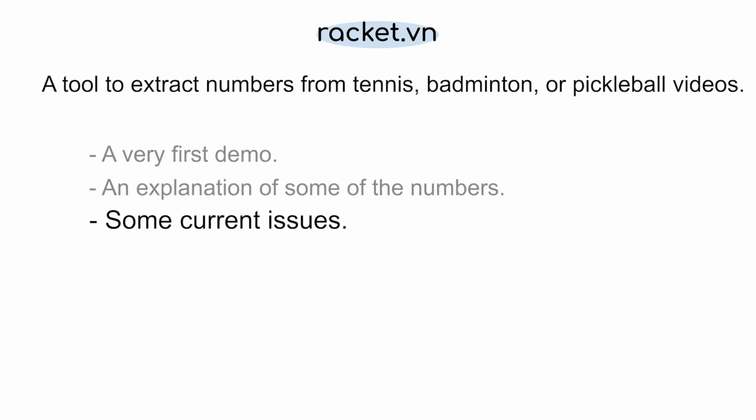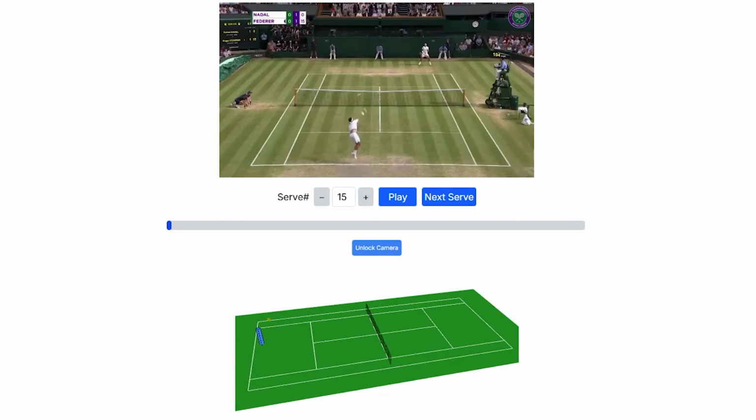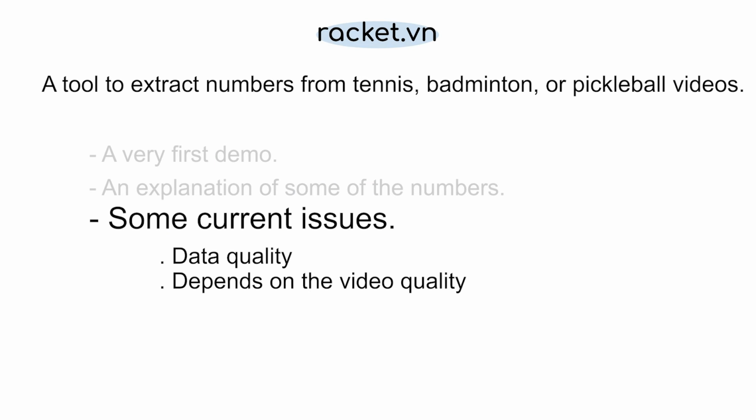Now let's talk about some current issues. In certain cases, the data quality is below acceptable levels. For example, in this serve, the detected bounce point is significantly off. The extracted data heavily depends on the video quality. At minimum, the video needs to be full HD at 25 frames per second to be usable.